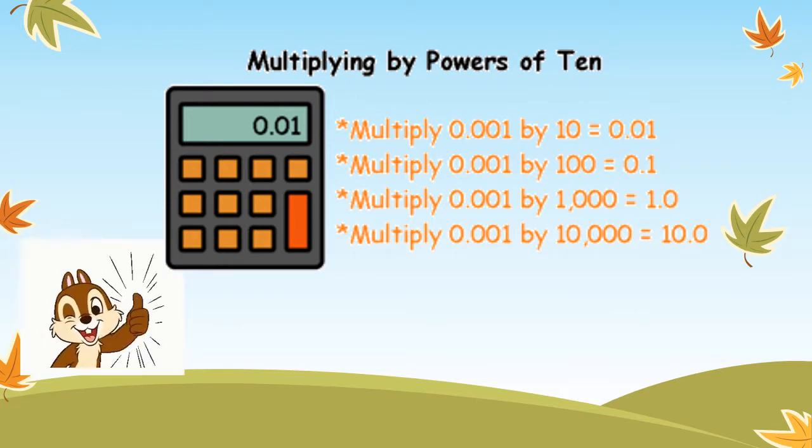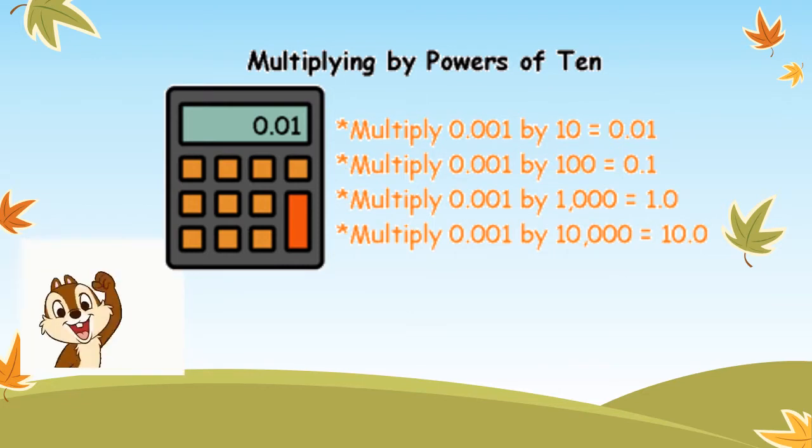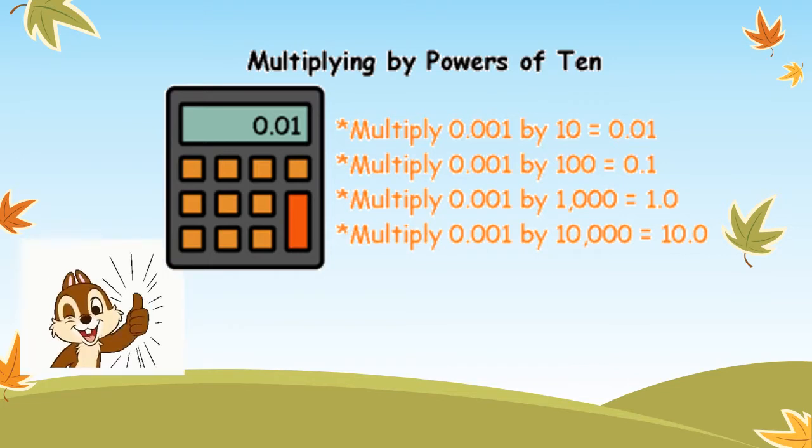Whole one. Okay. The last one, if I have the same 1,000 and I want to multiply by 10,000, I will move four places because I have 4 zeros and move from left to right, so the answer will be 10. I hope all of you got the idea.